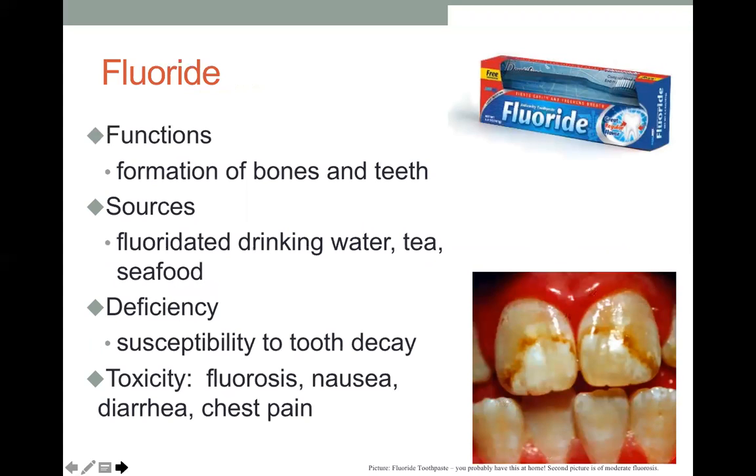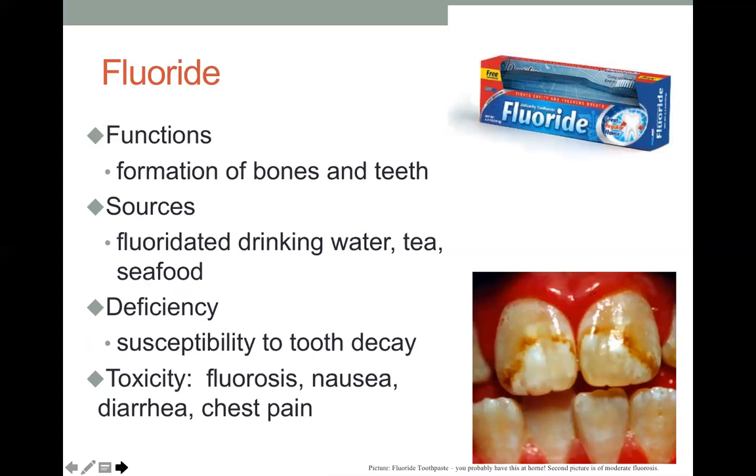Fluoride. I'm sure many of you have heard of fluoride. You may have some fluoride toothpaste at your house. Fluoride is important for formation of bones and teeth. Fluoride is found in soils. It's found in many plants. It's found in animals. It can be found in water supplies. However, for many water supplies, fluoride has to be added, and it's generally not found in bottled water. So most cities have added fluoride to their city water, meaning tap water, but bottled water generally doesn't have fluoride added. It's also found in tea, seafood, etc.